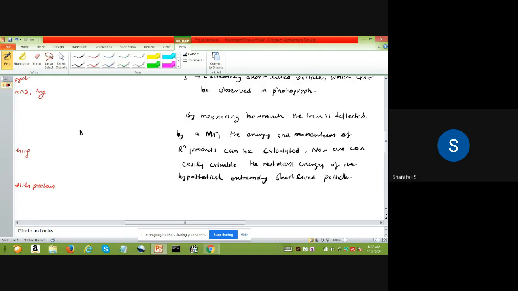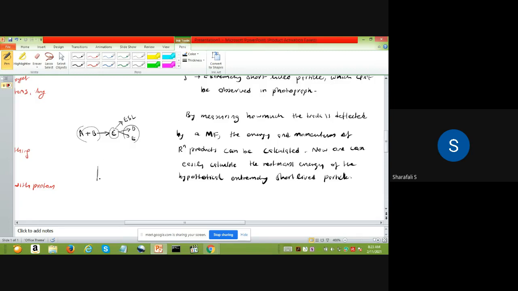So let's consider it like this. Suppose particle A, or I will just write A plus B. These two particles are interacting, and we get C, which is the short-lived particle that decays into D and E immediately, for example. So we cannot detect this C, which is the extremely short-lived particle. We cannot detect this C in photographs, but we can detect the tracks of the reaction products.